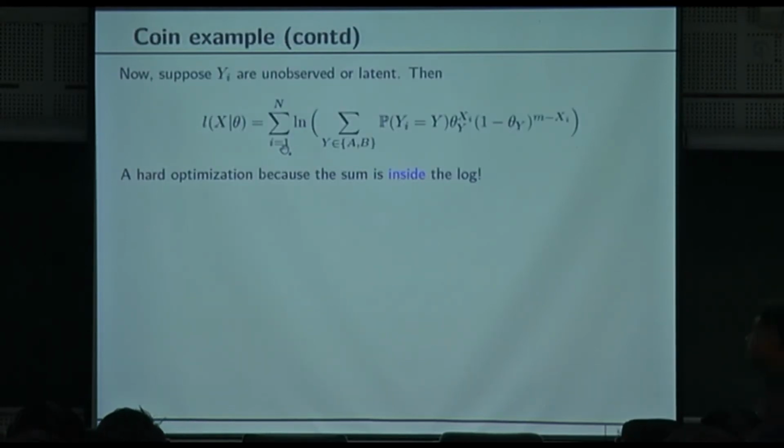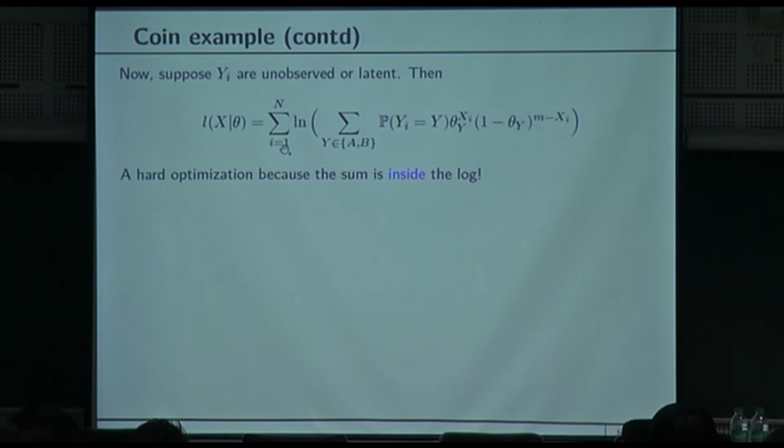Now suppose yi's are unobserved. We don't know which coin was picked. Yi are unobserved or latent. Now what happens? Now you have 2 possibilities for each experiment. So i goes from 1 through n. These are the different experiments that have happened. For every coin toss, I don't know which coin I picked. There is some probability that yi was equal to y, meaning either A or B. Theta y to the power xi times 1 minus theta y to the power m minus xi. And now I want to maximize this quantity.